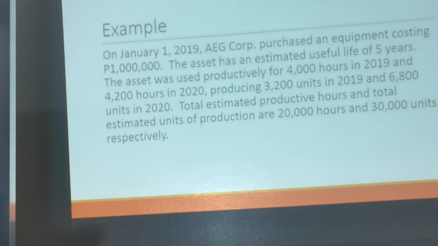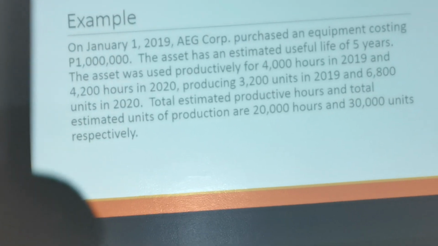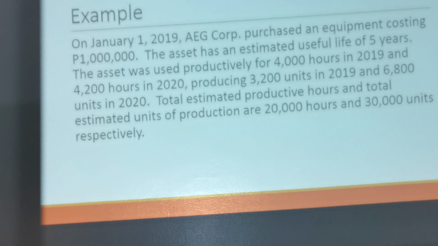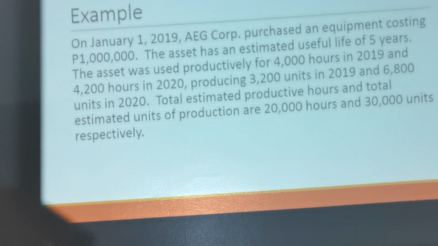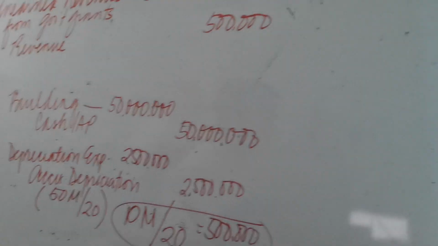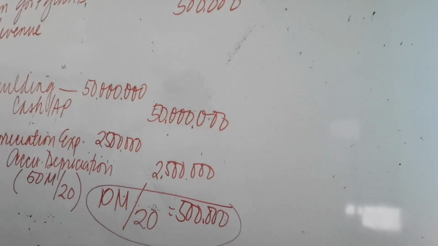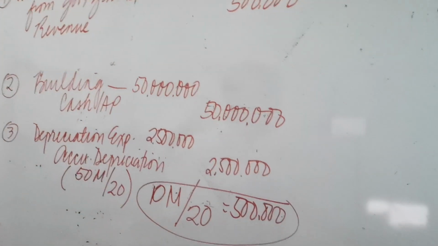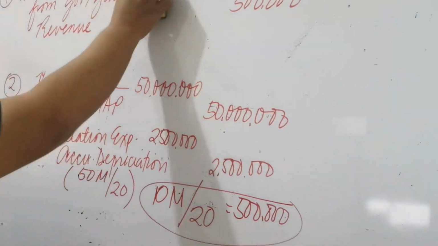So with this single example, we will compute for the depreciation using the methods I have discussed earlier. Again, let's go back to this whiteboard. Let us now compute for the depreciation of the asset using the different methods that I have discussed earlier.